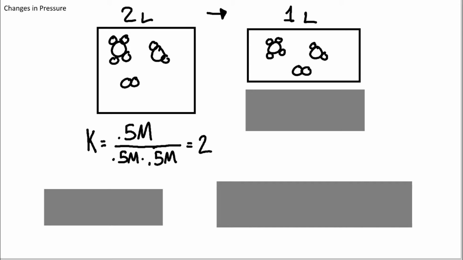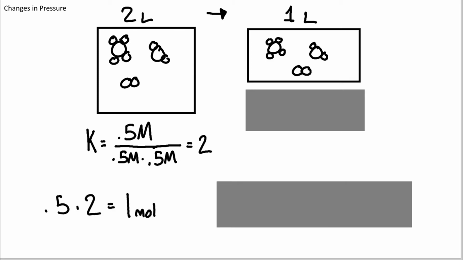Now, that was in 2 liters of volume. What if I cut that in half to 1 liter with the same exact molecules? Well, we need to figure out the number of moles of molecules we have in order to figure out what the Q is so we can compare the K to the Q. Then we know that when dealing with concentration, all we have to do is take the number of liters we have and times it by the M, which is 0.5.